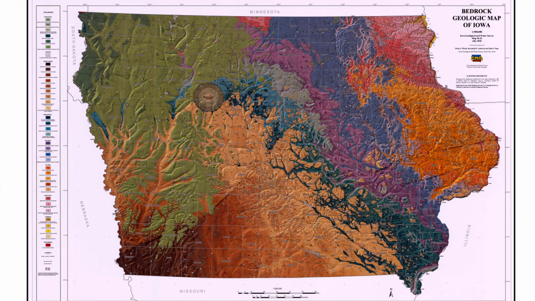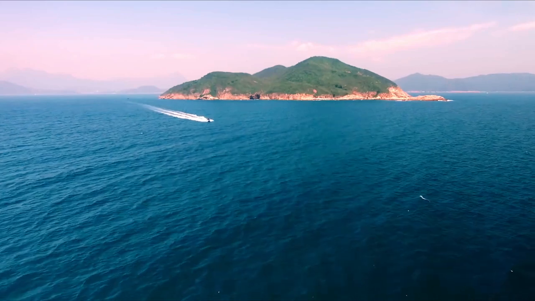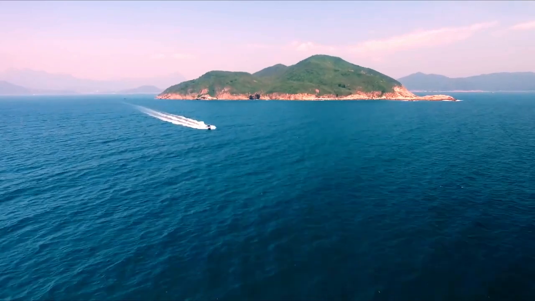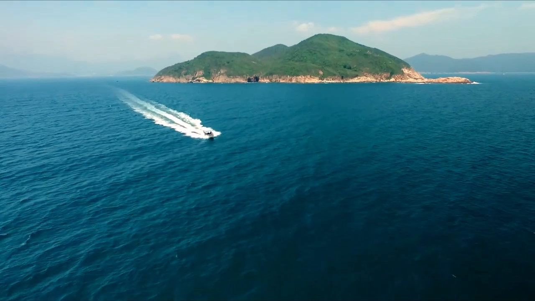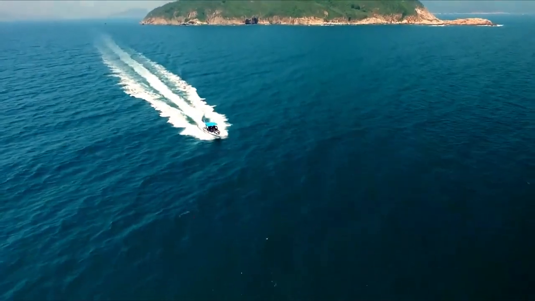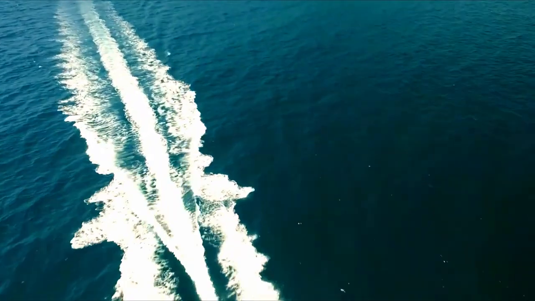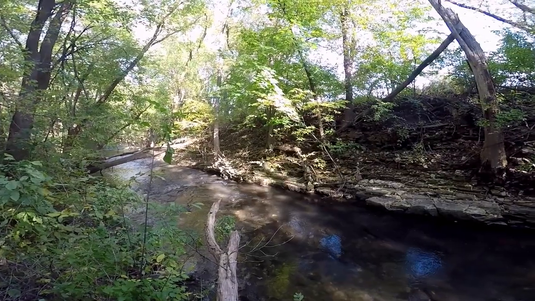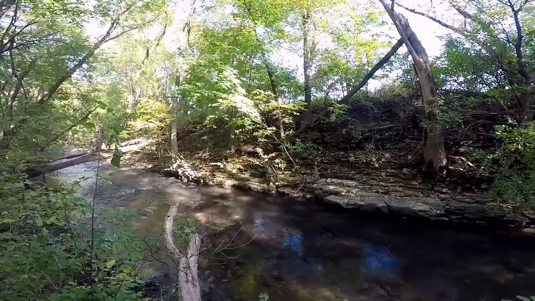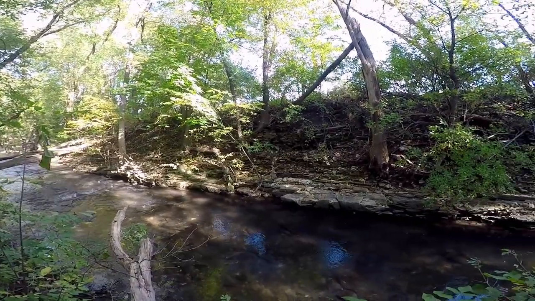During this time, Iowa was underwater in a warm, shallow sea. This is why we find ocean life preserved as fossils in a lot of Iowa's bedrock. These fossils serve as clues to what Iowa was like in the past. Part of why the fossils are so well preserved is that warm, shallow seas are the perfect setting for limestone to form. Limestone is a rock mostly made out of calcite and sometimes dolomite or dolostone.